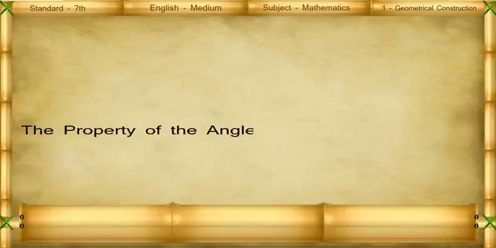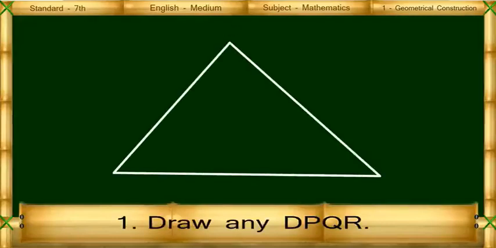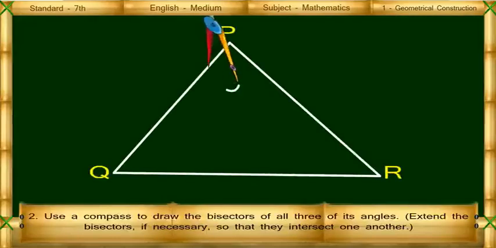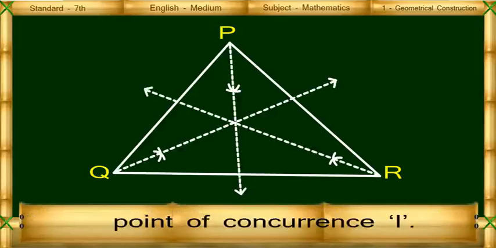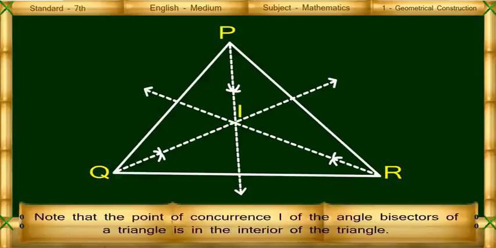The property of the angle bisectors of a triangle. 1. Draw any triangle PQR. Use a compass to draw the bisectors of all three of its angles. Extend the bisectors, if necessary, so that they intersect one another. These three bisectors pass through the same point, that is, they are concurrent. Name the point of concurrence I. Note that the point of concurrence of the angle bisectors of a triangle is in the interior of the triangle.